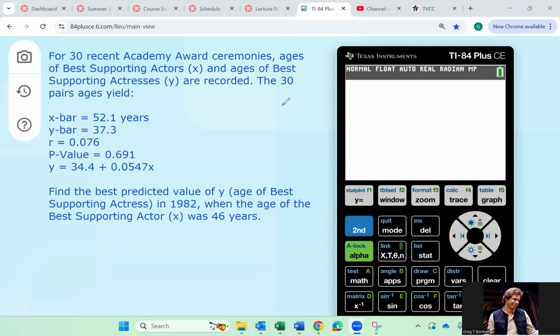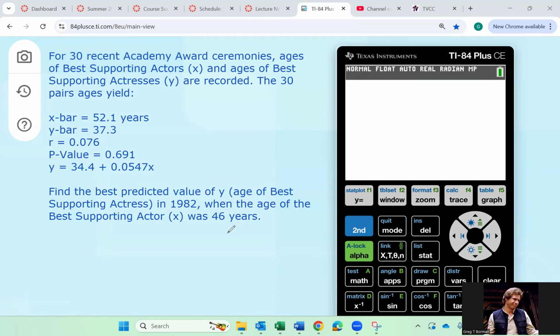Now, the fact that they don't give us more information kind of tells us which direction we're going to go with this. But let's pretend we weren't thinking about that. So what are we going to do? Are we going to use the formula to make our prediction, or are we going to do something different? Well, we are looking to predict the age of the best supporting actress. We're looking to predict a value for Y.